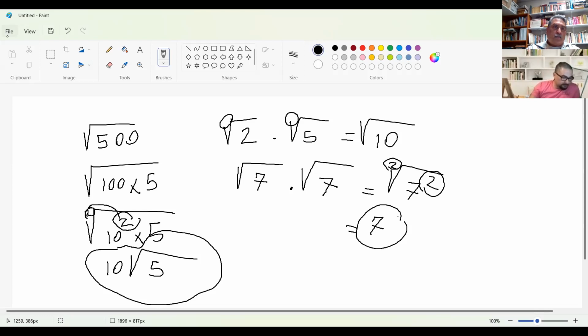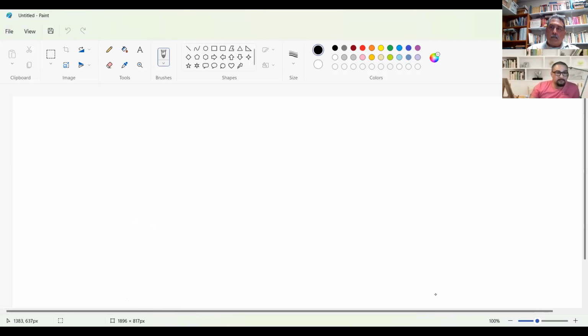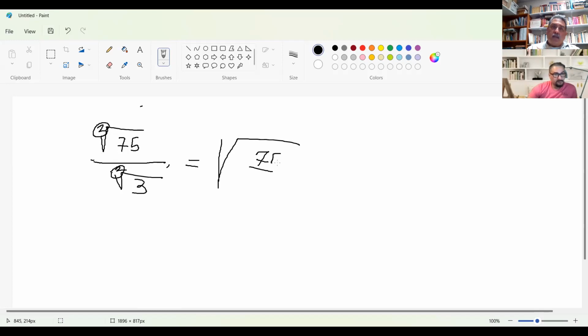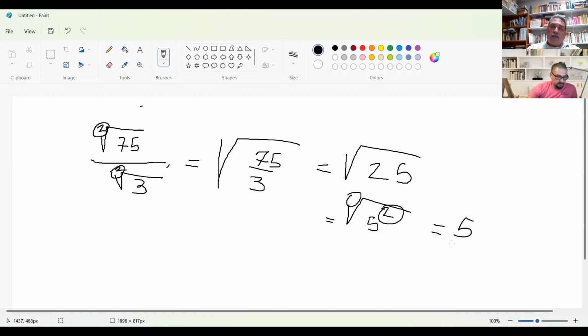Let's do example 3. Let me close this. Okay. We have the square root of 75 divided by the square root of 3. And again, since they have the same principal root, which is 2, it's not written but it's assumed, you can write that as one radical sign of 75 divided by 3. And 75 divided by 3 is 25. Okay? And 25 is equal to 5 to the power of 2. Again, 2 gets divided by the principal root here, 5 comes out, so the final answer is 5.